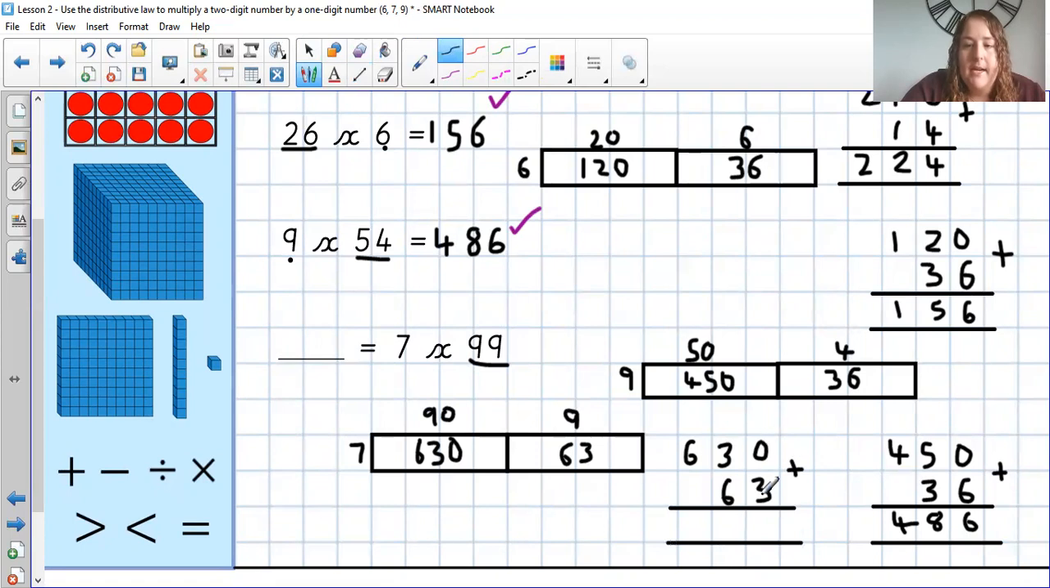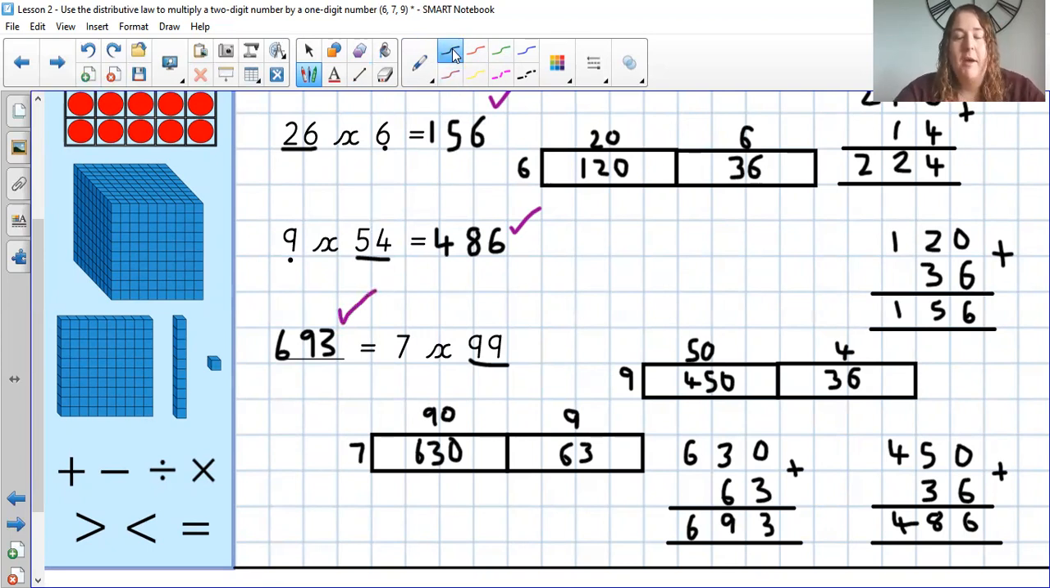Okay, 0 add 3 is 3, and 3 add 6 is 9, and 6 add nothing is 6. So the answer is 693, and please give yourself a tick if you got that one right as well.